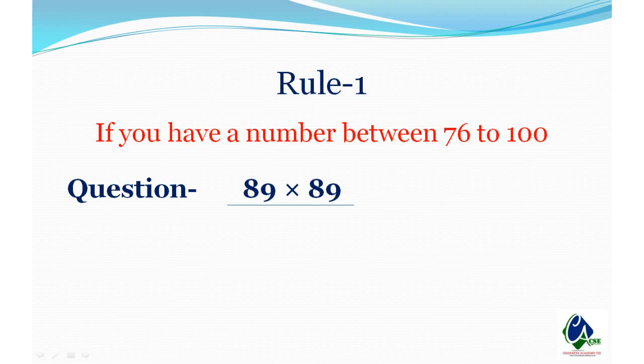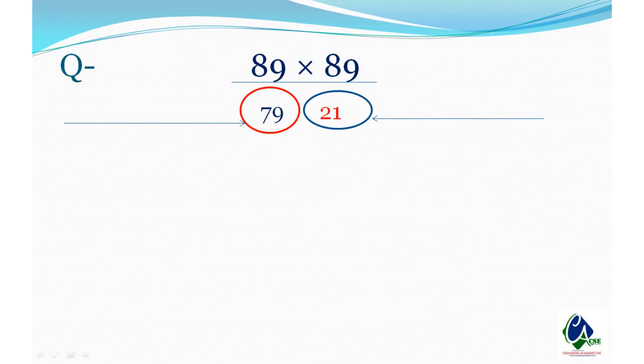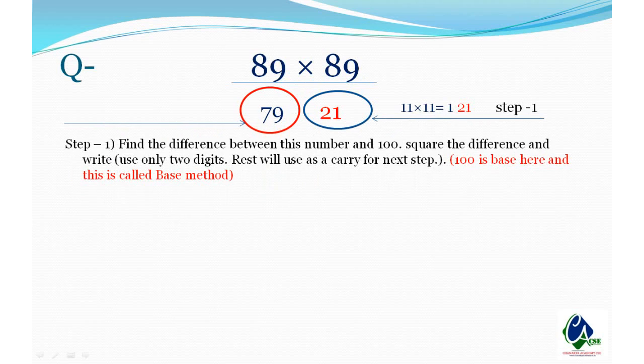See this rule. If we have a number between 76 to 100, like here 89, see how to calculate. Our step 1 is just find the difference between this number and 100. Friend, this is called the base method. This number is very close to 100, so we will find the difference between this number and 100. 100 is the base here, as shown here.